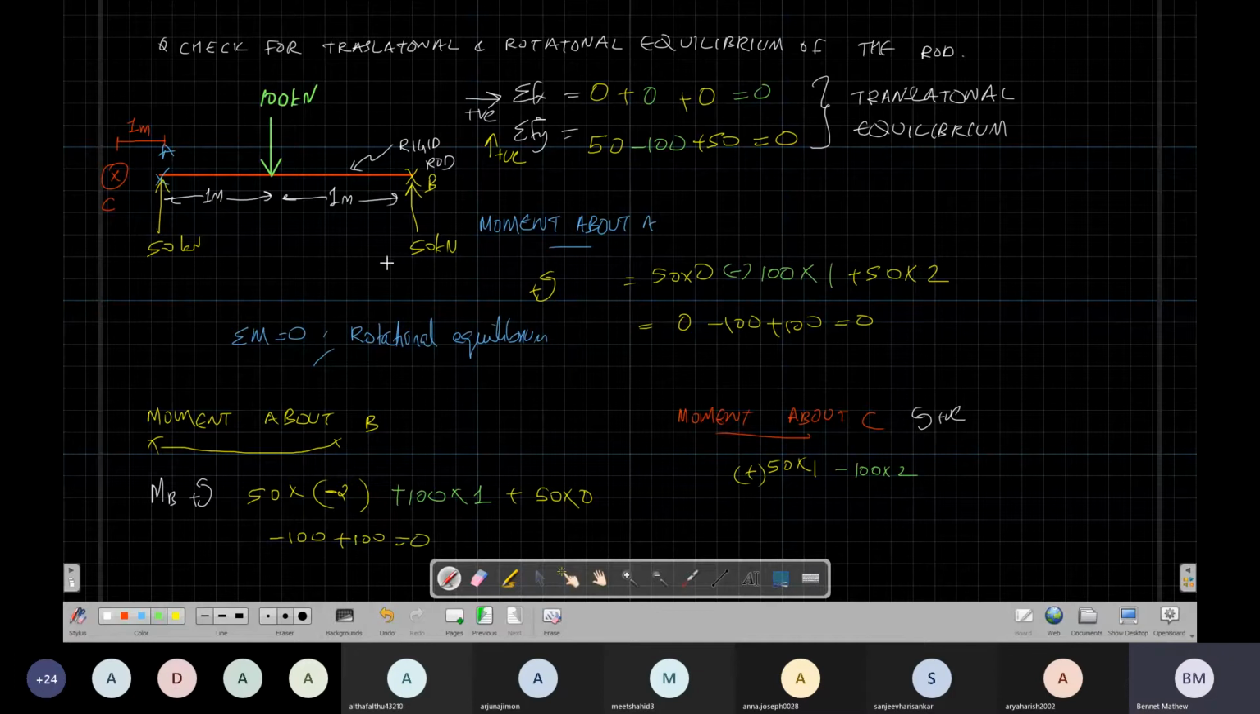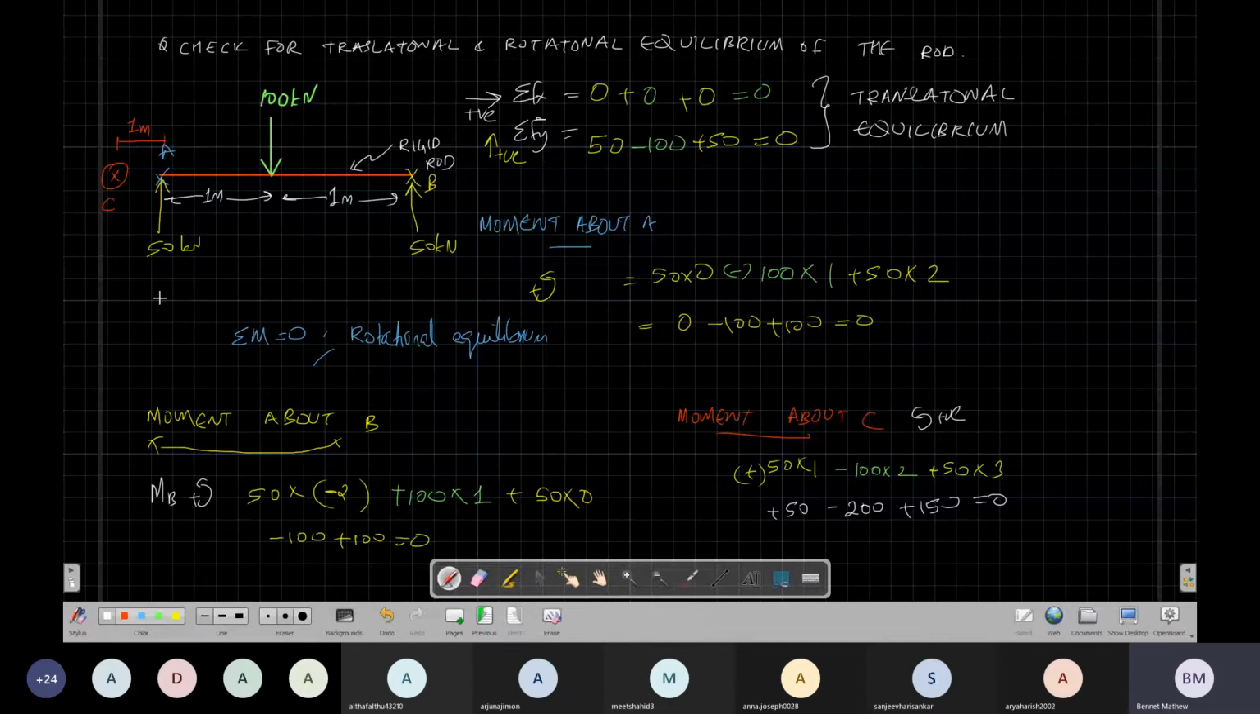Now what about this one? Its moment is in the anti-clockwise direction, so that is still positive. So 1, 2, 3, 3 meters. So this is plus 50 times 3 is 150, minus 200, plus 50. So 150 plus 50 is 200, and 200 minus 200 is 0. So this is the meaning of rotational equilibrium.